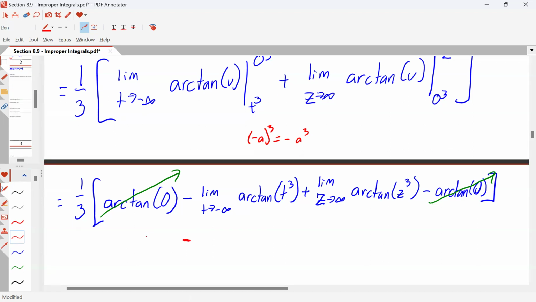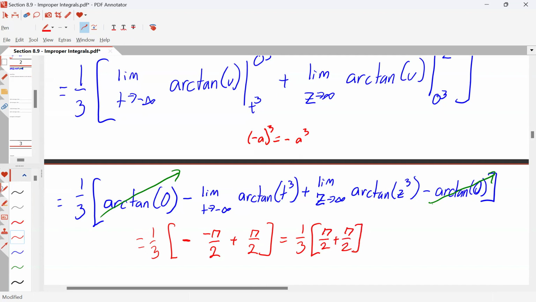So we have 1/3 times 0 minus the limit of arctangent as t goes to negative infinity, which is negative pi over 2. Plus, now the limit as z goes to infinity of arctangent is the positive pi over 2. We have negative negative pi over 2, so we have pi over 2 plus pi over 2, which ultimately is pi. Pi times 1/3 is pi over 3.